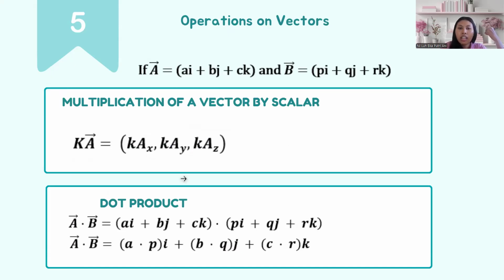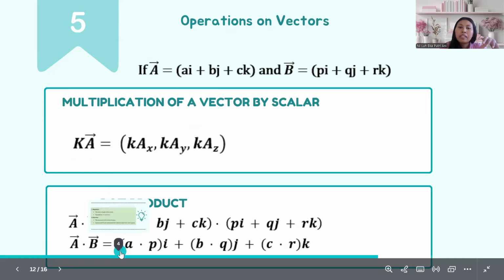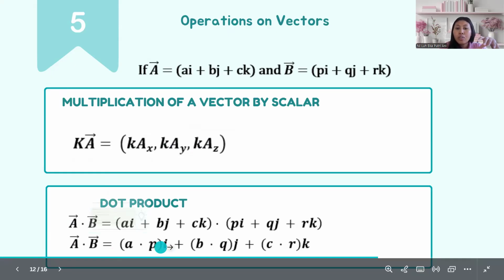So next we have the dot product. The dot product of two vectors is a scalar. So vector A dot vector B is equal to a times p plus b times q plus c times r.